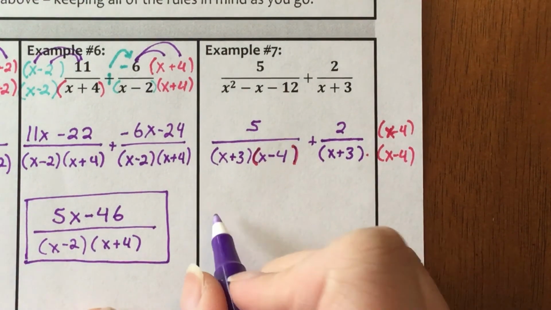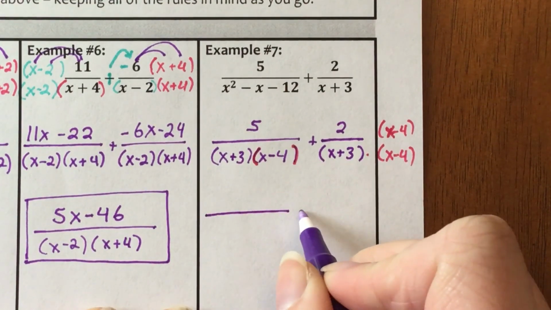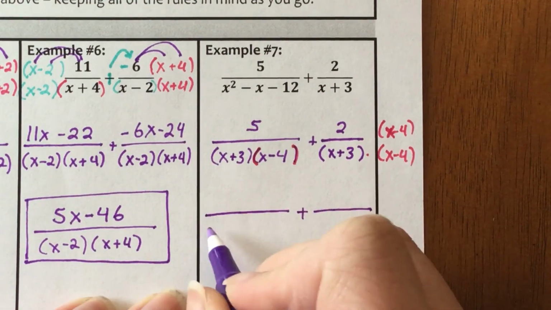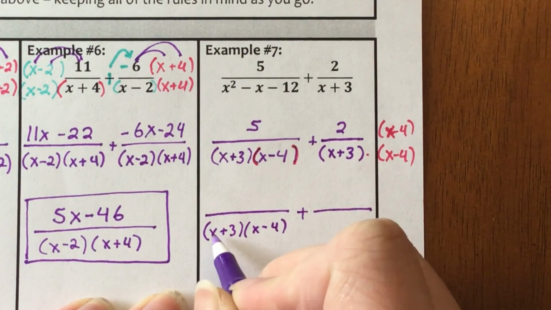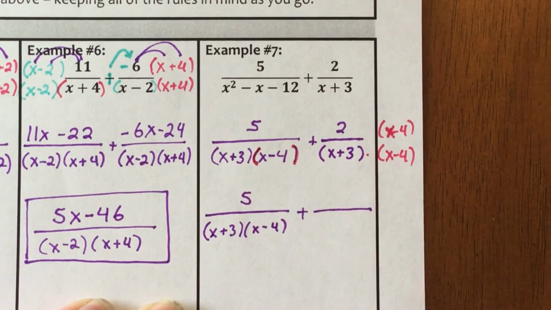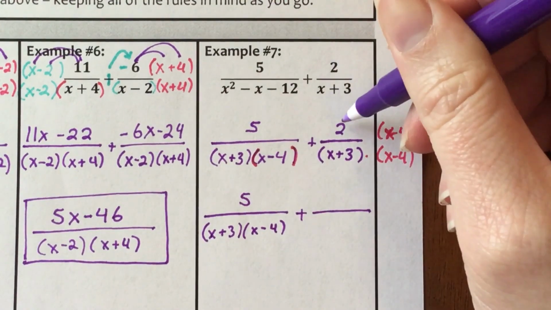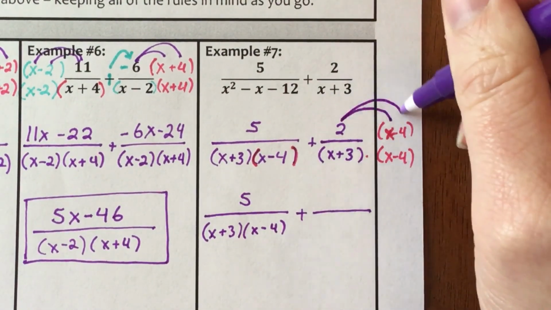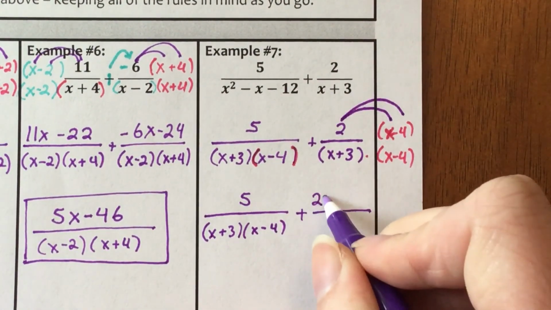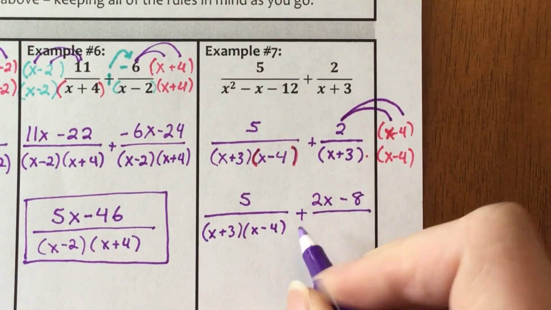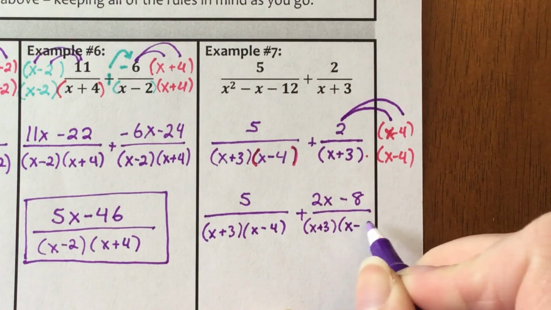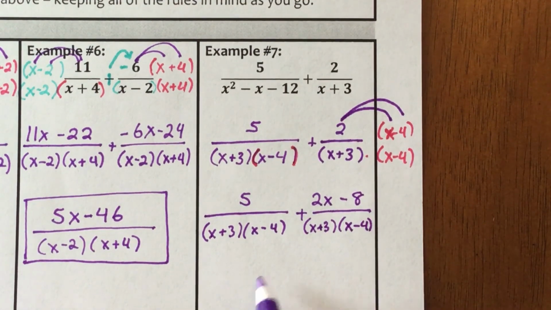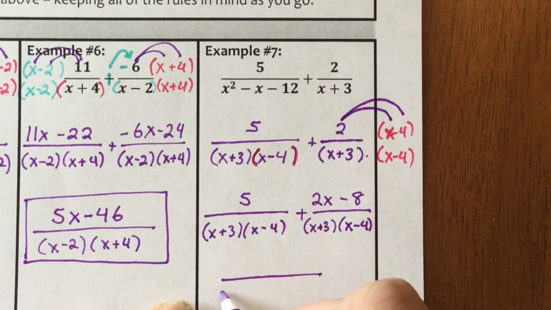Okay, let's do our distributing. So x plus 3, x minus 4, and the top is just a 5 on that first fraction. Second fraction, we have a 2 times x and a 2 times negative 4, so that is 2x minus 8 over x plus 3 times x minus 4. And now we finally get to combine because our denominators perfectly match.